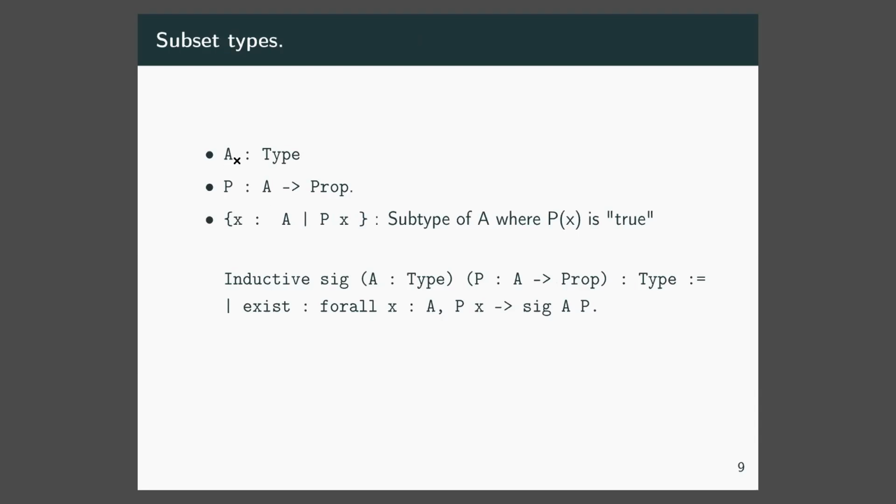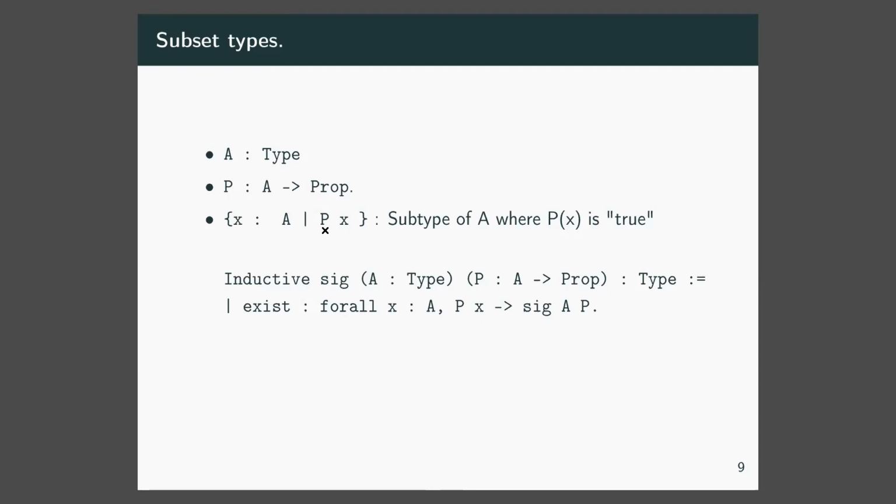I have a type A, and I have a prop over A, and this notation, bracket x colon A, p of x, is a subset type of A where p x is true. True is in quotes because for us there is no such thing as true. What we care about is that this prop, p of x, is inhabited. So you can think of this as the subset of A which satisfies the property.